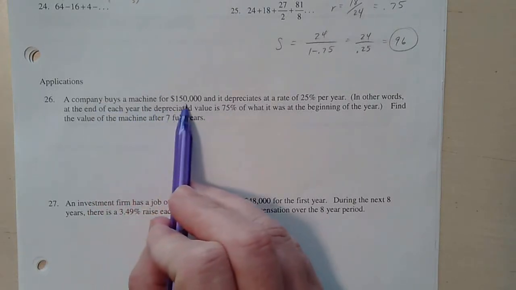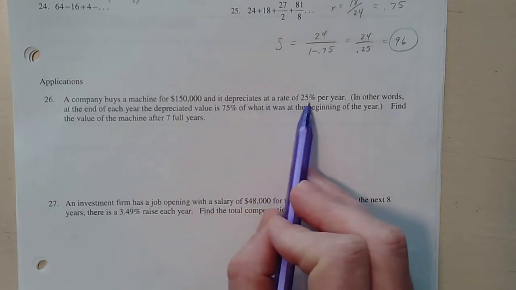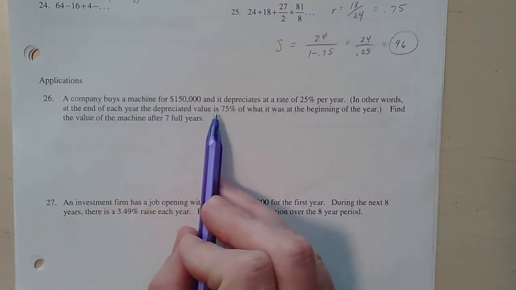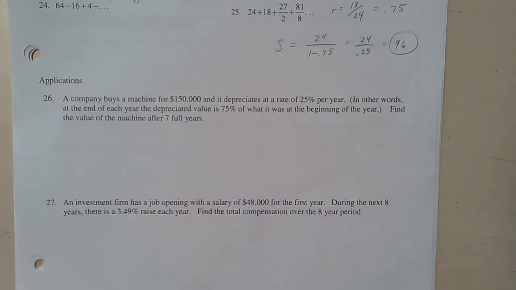Okay, a company buys a machine for $150,000. These tend to depreciate, okay? So the depreciation rate is 25% per year. In other words, at the end of each year, the depreciated value is 75% of what it was at the beginning of the year. Find the value of the machine after 7 full years.